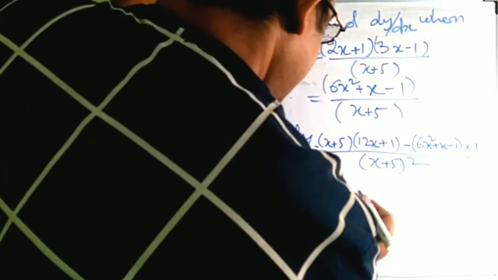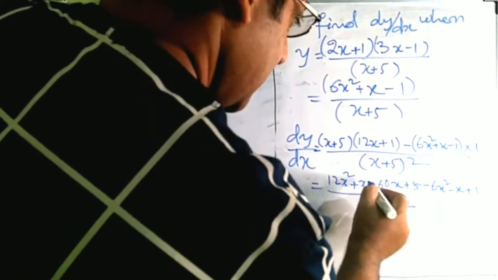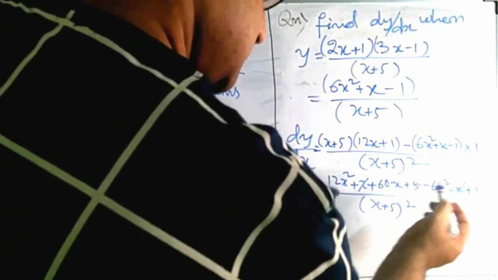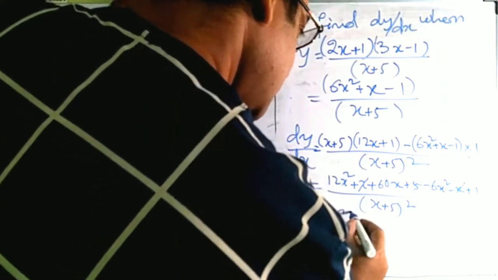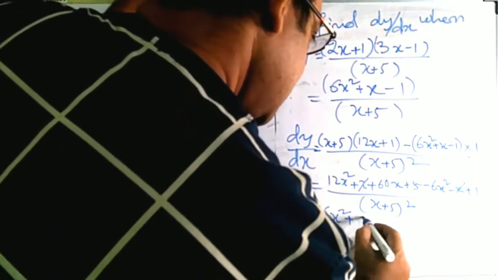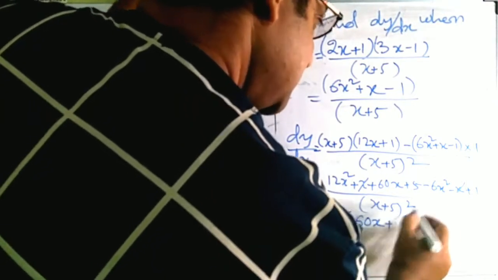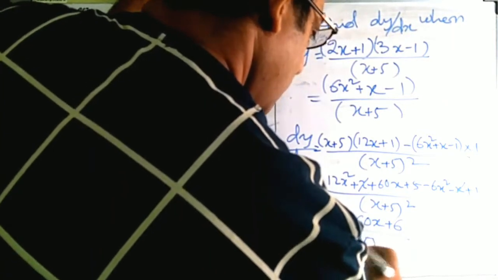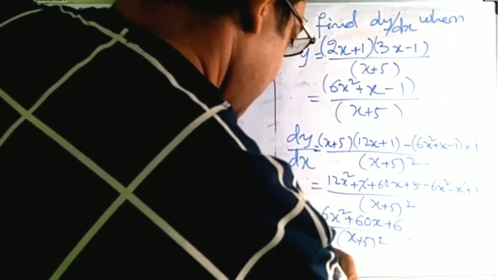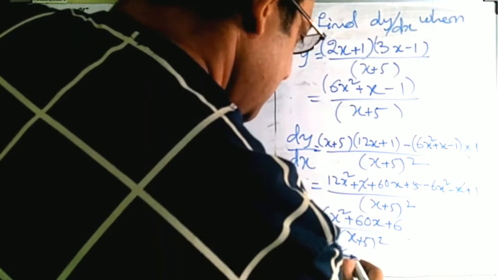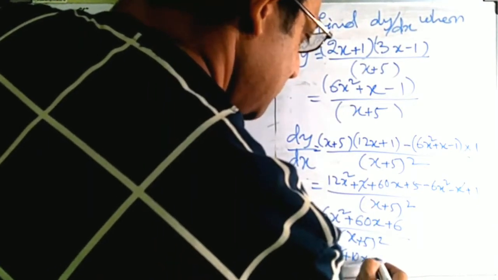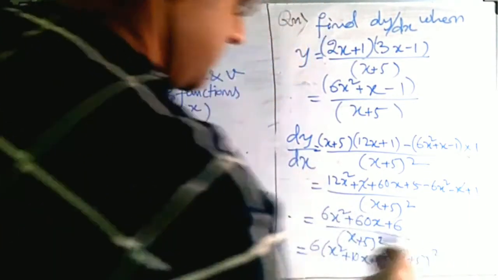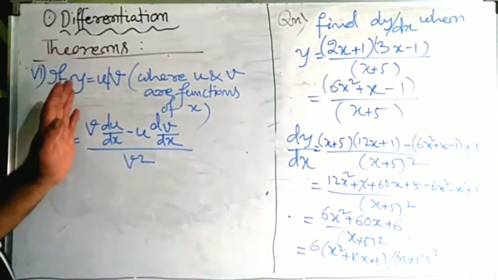Fine. So expand it. So this is equal to, see, plus x minus x got cancelled. So 12x square minus 6x square, it is 6x square plus 60x plus 5 plus 1, 6, whole divided by (x plus 5) whole square. So take 6 common: 6 times (x square plus 10x plus 1) whole divided by (x plus 5) whole square. Clear? These were the theorems.